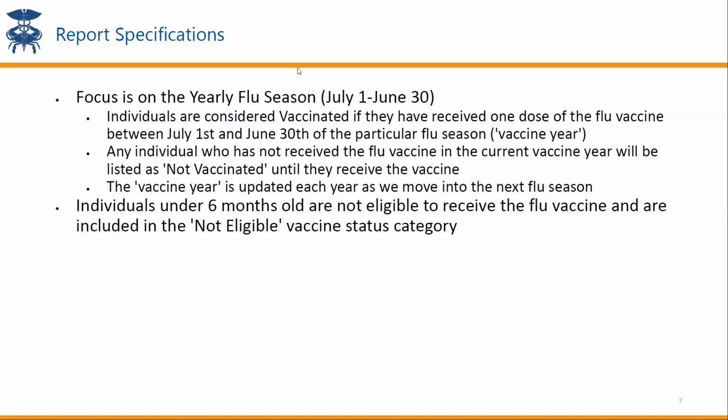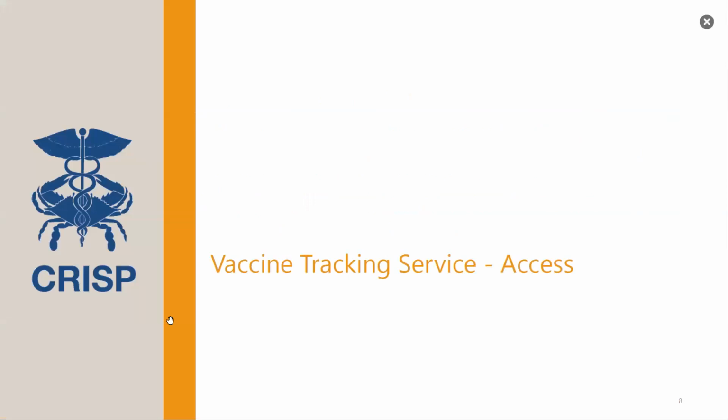Individuals who are under 6 months old are not eligible to receive the flu vaccine and are not included as the patients who are listed as not eligible, and therefore they won't show up in that vaccine status category. That is the general background of the vaccine tracking service.